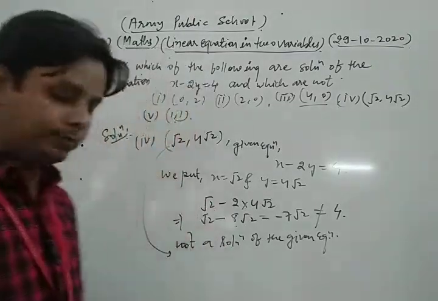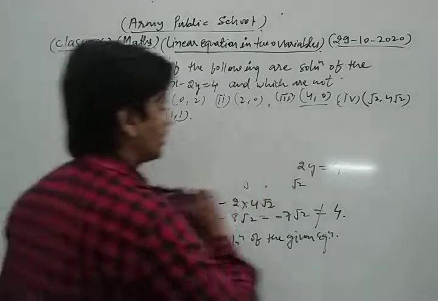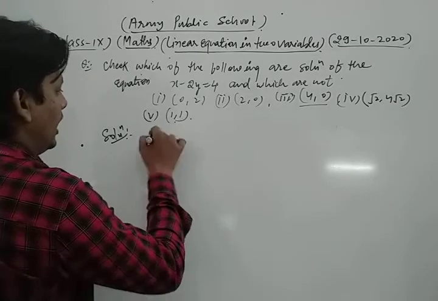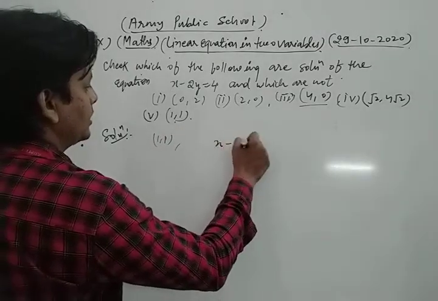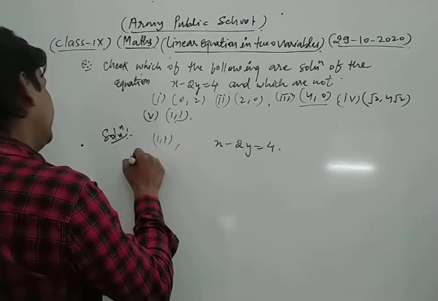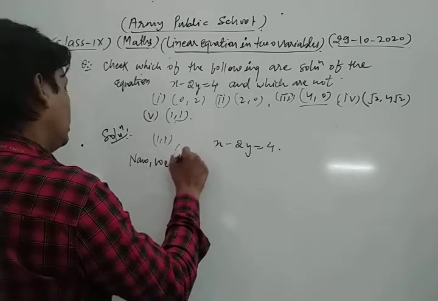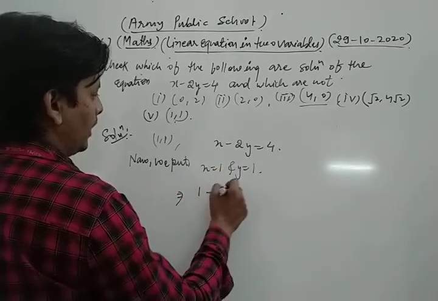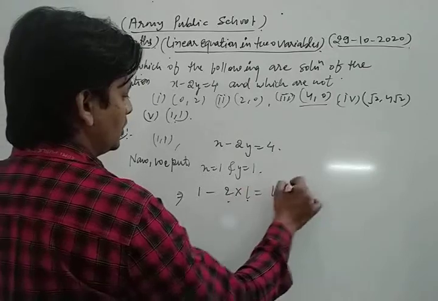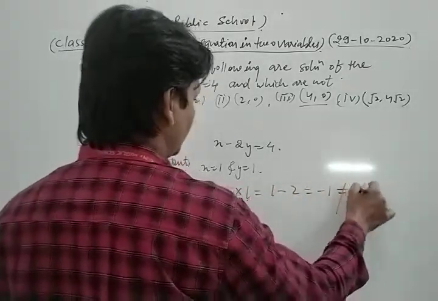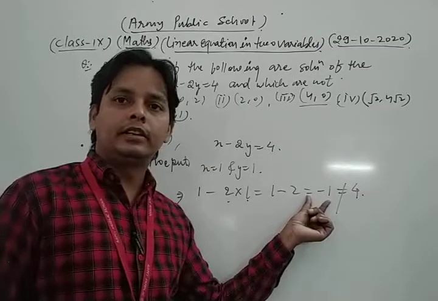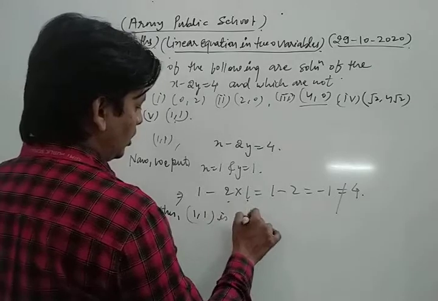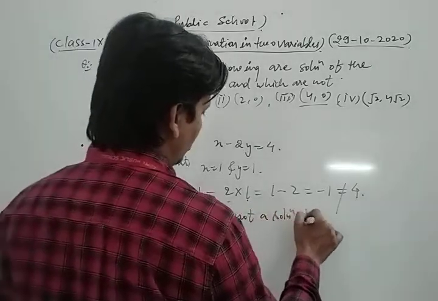Okay, dear friends. Now, similarly, we take the last part of this question. Okay, let's see. Your last part is 1, 1, and we have the equation x minus 2y is equal to 4. Now, we put x is equal to 1 and y is equal to 1. So 1 minus 2 into 1, that is minus 1, which is also not equal to 4. Thus 1, 1 is not a solution of the given equation.